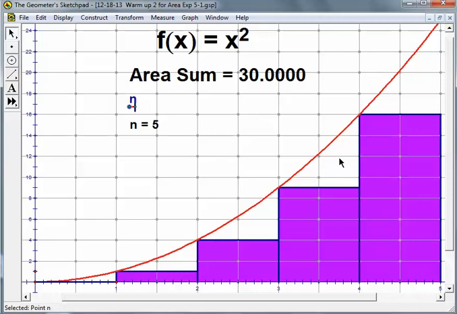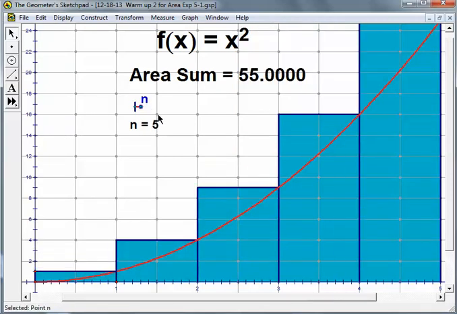Then we realized, wait, there's so much extra space. What if we go from the right? And we did 5 rectangles, and we realized, oh, wait, that's way too high. Then we did something in the middle, and we tried to do the average, and all of them were good ideas, and they all gave us an approximation.